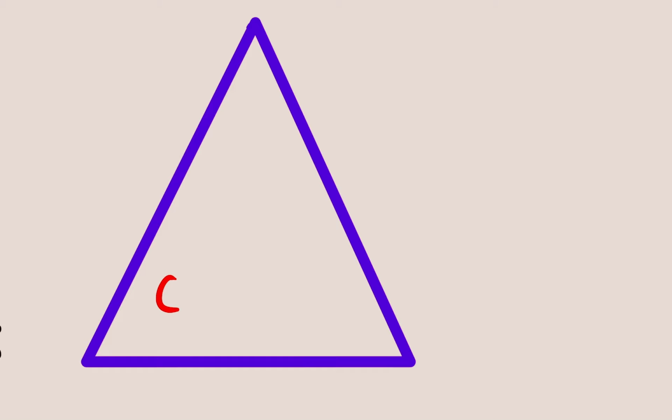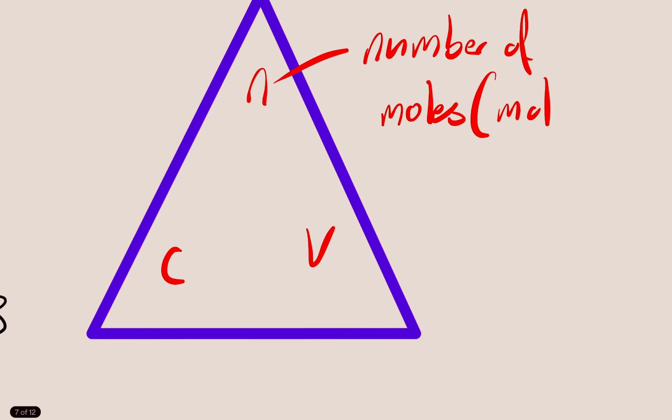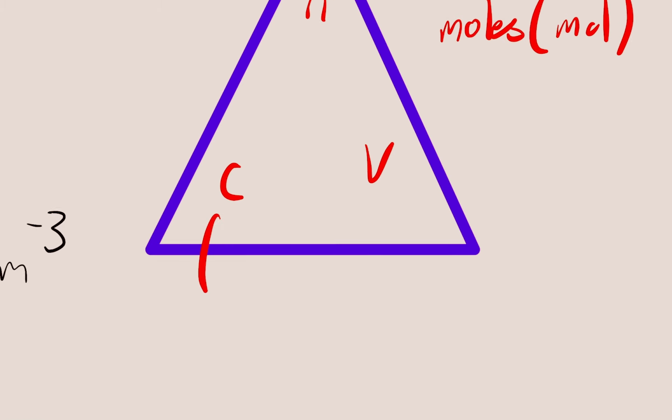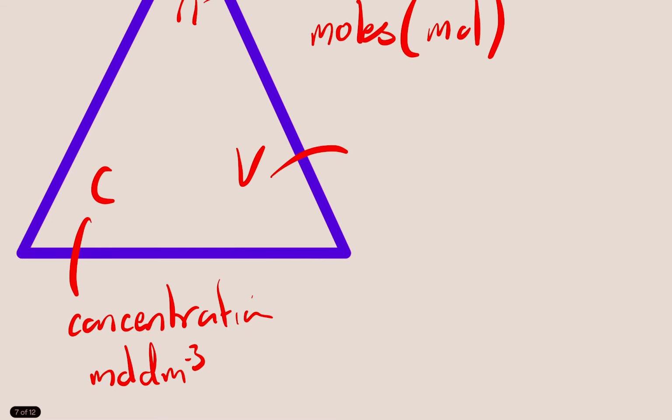So, triangle, C, N, V. N being the number of moles, and units for that are just mole. C being concentration, moles per decimeter cubed, and V is volume.